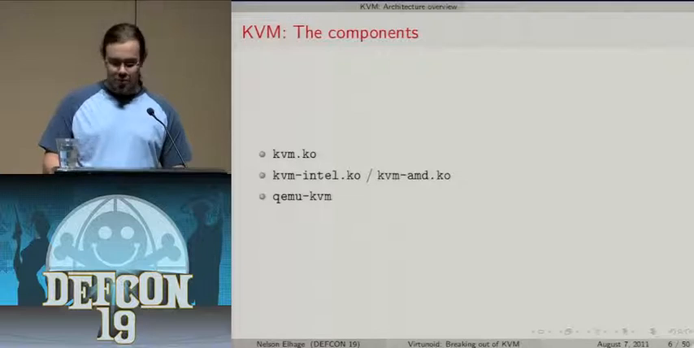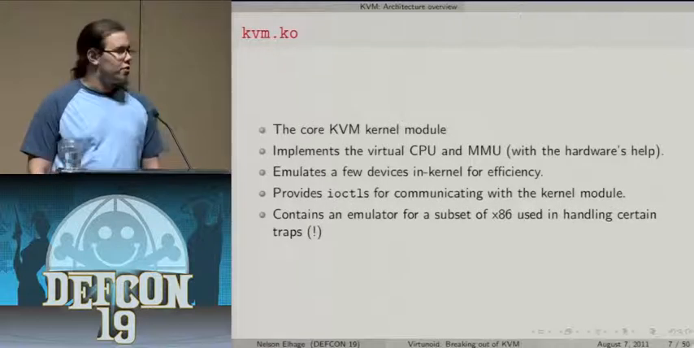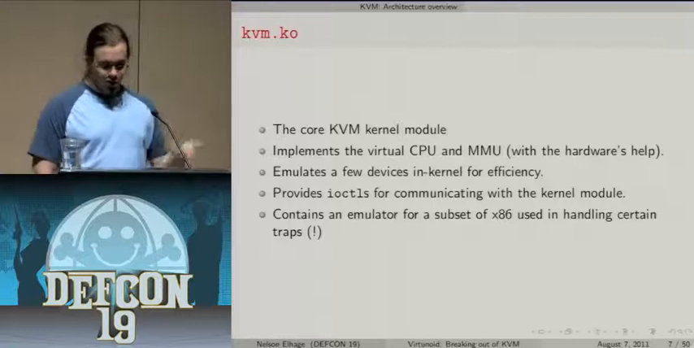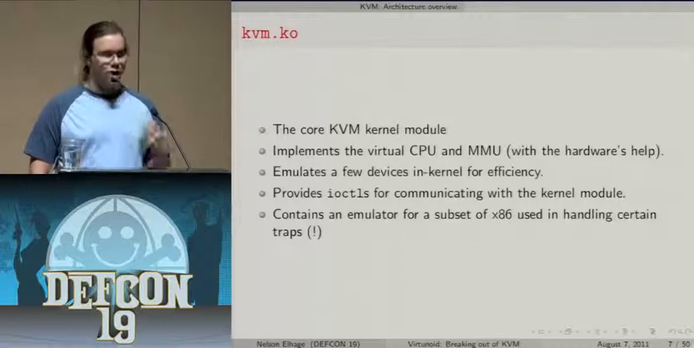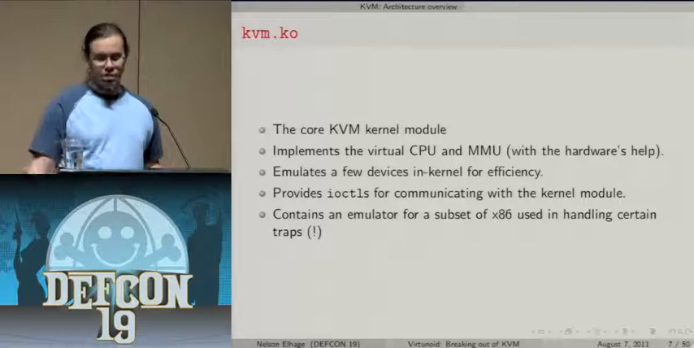All right, so KVM, how does it work? There are three main components to the KVM virtual machine. There's KVM.ko, the core kernel module. Then there's a pair of kernel modules for supporting Intel and AMD hardware support. And then there's the user space driver program, QEMU KVM.